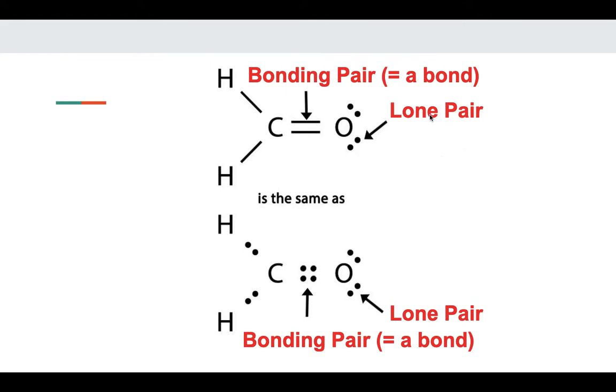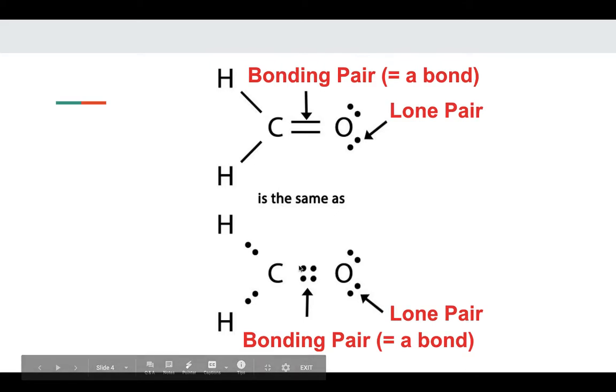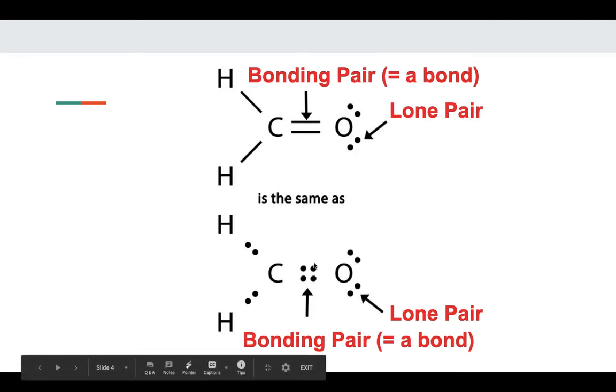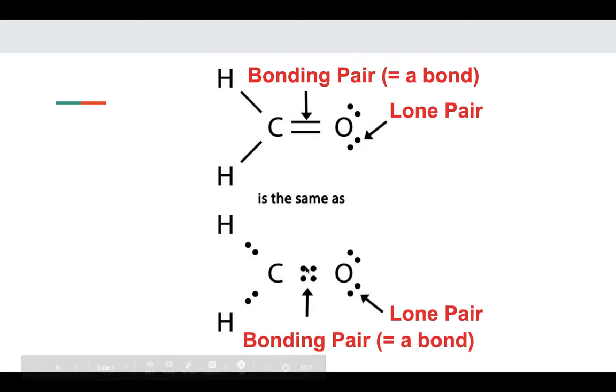So here we have an example of a drawing, CH2O. Our bonding pairs are our single lines right here, which is the bond, and our lone pairs are two dots. Notice that whenever we have the lines, they can also be represented as dots. Since this is a double bond and each line is 2, it would have 4 electrons. Okay, if it was a triple bond, there would be 6 here.